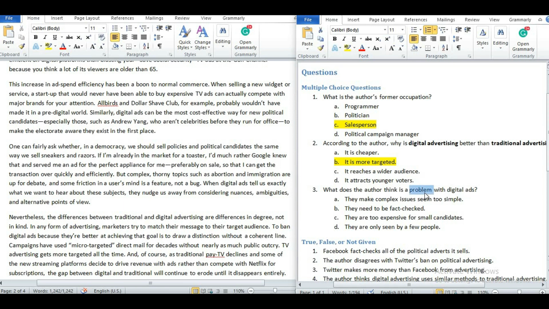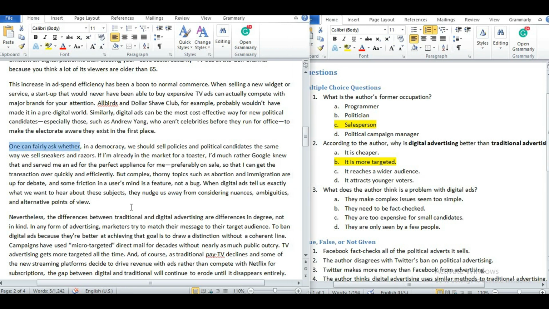So any sort of negative language, we might see the word problem, or we might read things like not so good or not so great, anything casting doubt. So first of all, here we've got our introduction. One can fairly ask whether we should sell policies the same way we sell sneakers and razors. So then this gets expanded and developed, and we come down to the idea of complex, thorny topics, and then we've got the controversial issues of abortion and immigration. And we've got this idea here, a feature, not a bug.